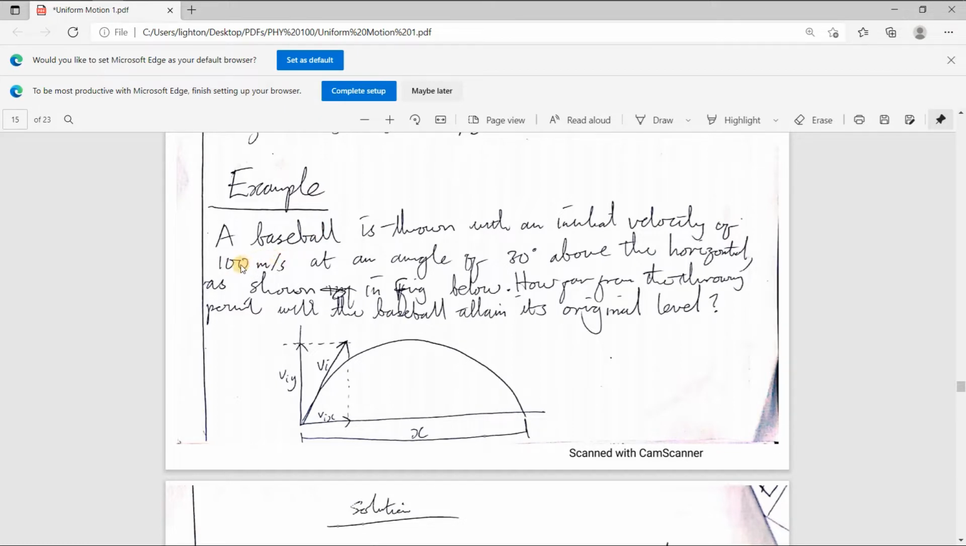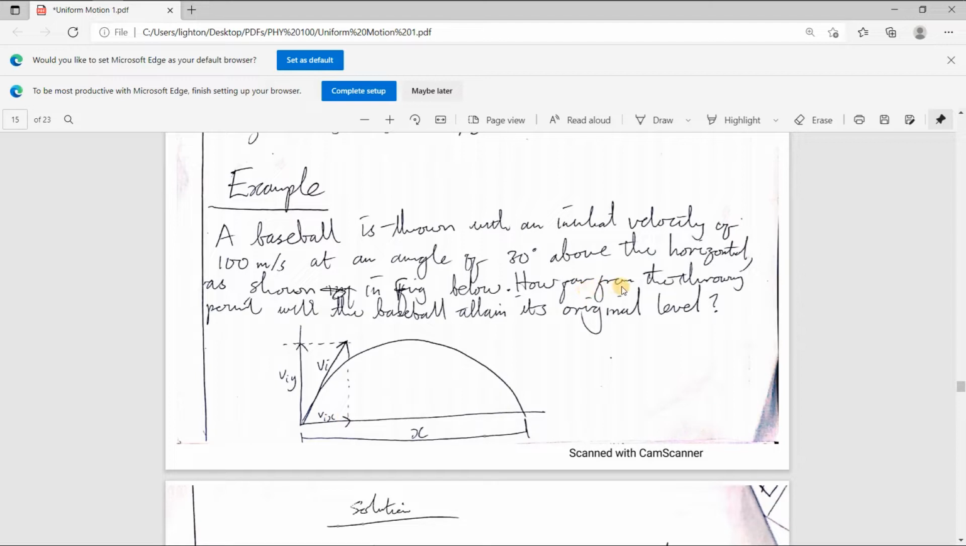So it is thrown with this initial velocity of 100 meters per second at an angle of 30 degrees above the horizontal, as shown in the figure below. So here is 30 degrees. I'm not sure why I didn't put it here, but this angle is 30 degrees.